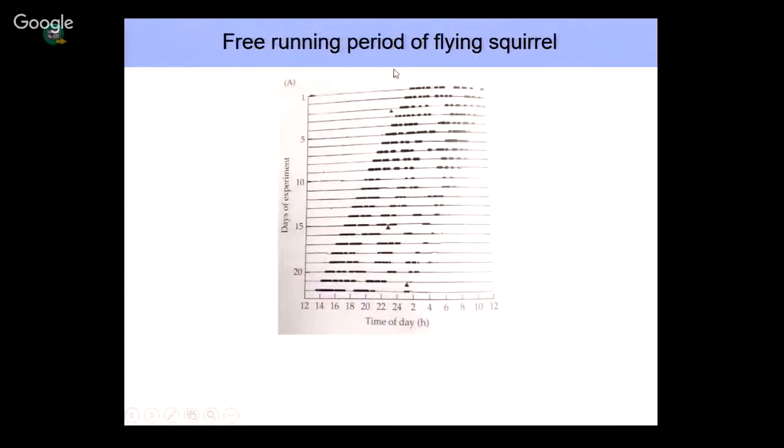And for the nocturnal animal, this is an example for a flying squirrel. This is a nocturnal animal. Also, when we keep this animal in a lab condition for constant condition, their circadian clock, this is the activity reason. They stopped wake up at this time. And you can see that it wake up earlier every day.